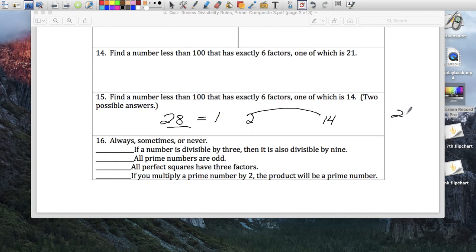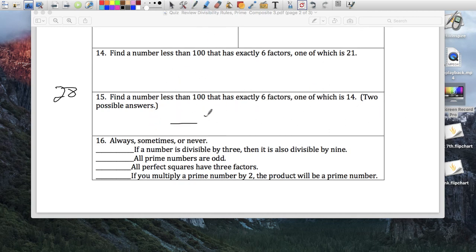1 and 28, 2 and 14, 3 no, 4 yes, 4 and 7, 5 no, 6 no, 7 is already said and written down. I can stop. So 1, 2, 3, 4, 5, 6. So one of the numbers is 28. That's one answer.